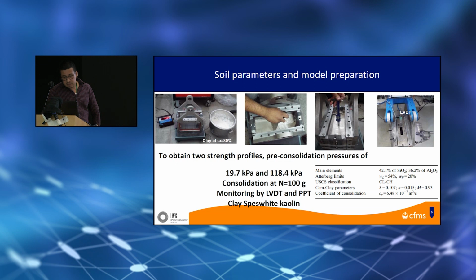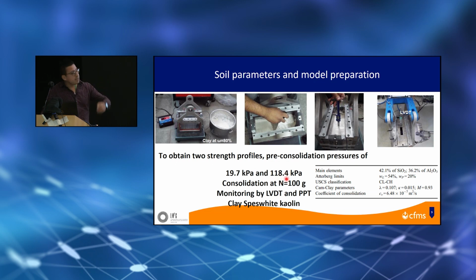The preparation of the model basically consisted in placing clay at a relatively elevated water content of 80% to ensure its workability. So then once the clay is placed in the container, some plates are placed on top of the model, with different weights, aiming at applying consolidation pressures of 19 kPa for the soft clay and 120 kPa for the soft to stiff clay profile.